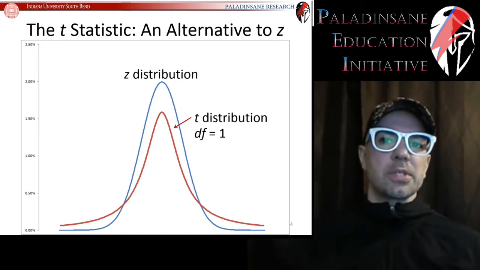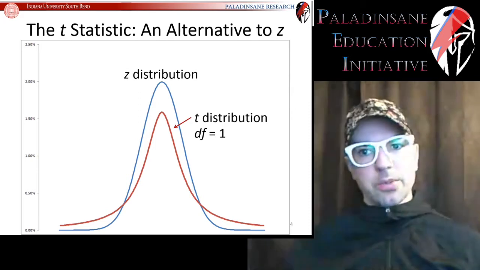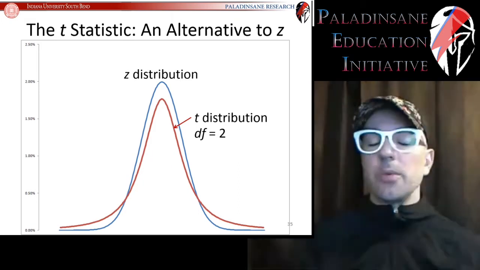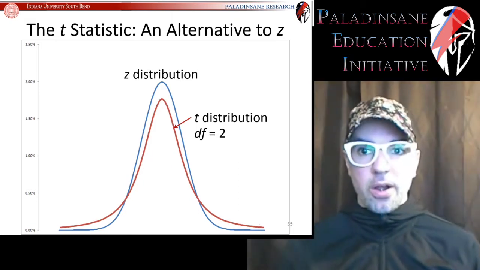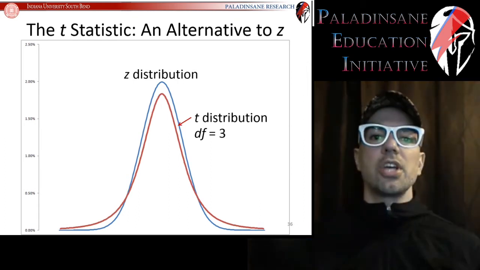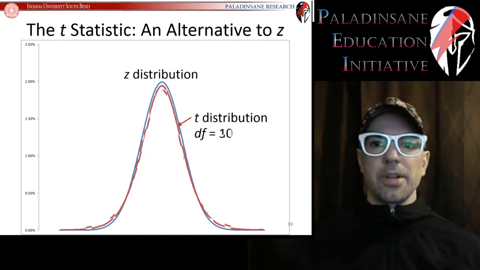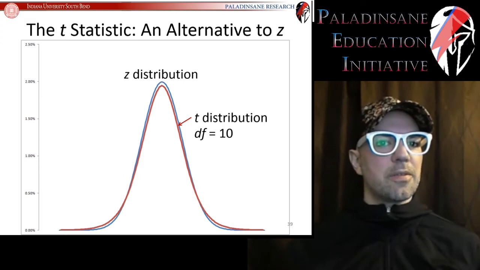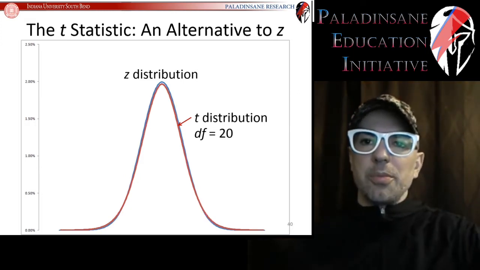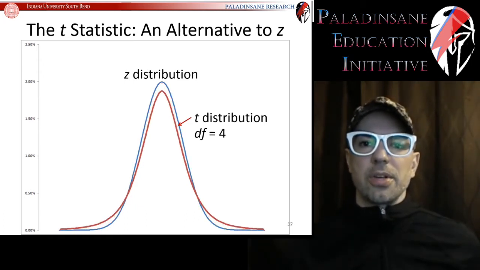When we go up to a sample size of 3, so that we have 2 degrees of freedom, remember 3 minus 1 equals 2 degrees of freedom, we see that the t-distribution has changed. And when we increase the sample size again to 4, so that we have 3 degrees of freedom, we see that it changes again. And it'll change for 4 degrees of freedom, and 5 degrees of freedom, and 10 degrees of freedom. And notice that as the degrees of freedom get larger and larger, it is looking more and more like a z-distribution. So a t-distribution's shape depends upon the degrees of freedom.